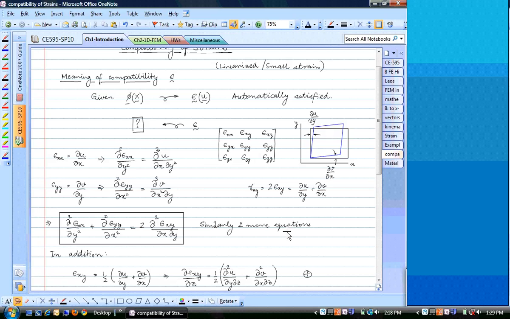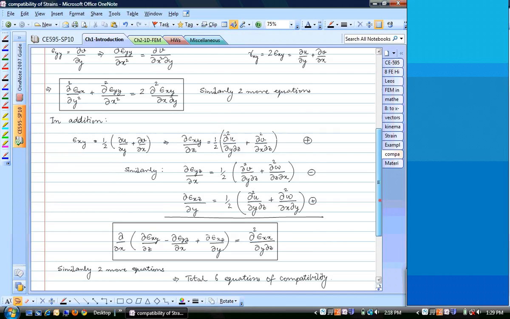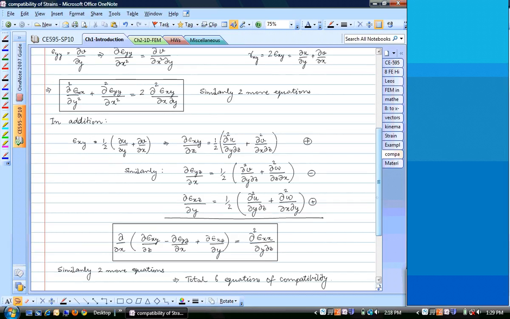Similarly, you can get two more equations in terms of y and z, x and z. Okay, so that gives us three conditions of compatibility immediately. And another set of relationships that we get is by considering this. So you have exy, which is defined like this. Now you take the derivative of exy with respect to z.